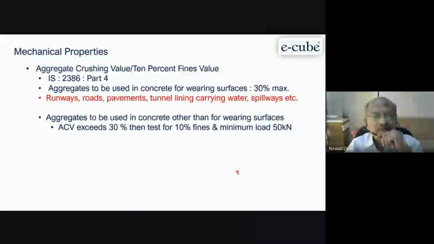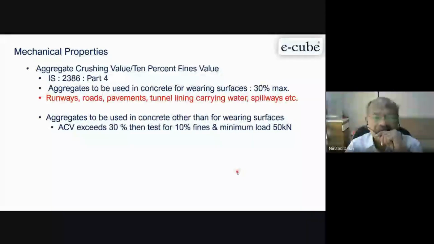Now this comes under mechanical properties: aggregate crushing value, and there is another test called 10% fines value. In the aggregate crushing value test, you take a particular fraction of the sample, put it into the assembly in your compression testing machine, and apply a load of about 40 tons. Then under the 40 tons, you find out how much material passes a particular sieve. If the aggregate is very hard, that passing percentage will be low. If the aggregate is very soft, the passing percentage will be high.